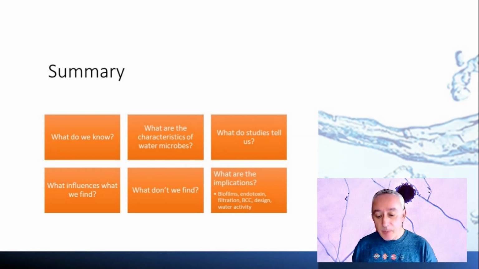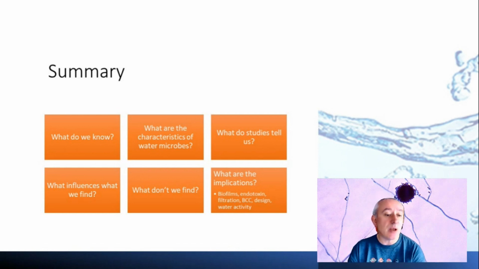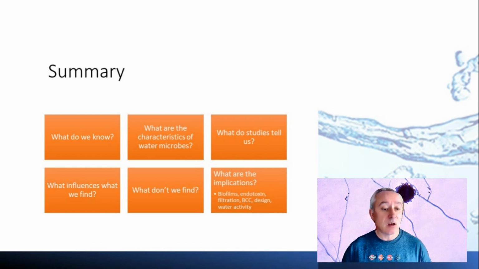So in summary, we've had a look at what we know and what we don't know. We've looked at some of the characteristics of water microorganisms. We've attempted to assess what these studies are telling us. We've looked at what influences what we find and what we don't find, and this is the whole viable but non-culturable and the seasonality factors. Then we've explored some of the implications that we can draw from this type of research. So we've considered things like biofilms, endotoxin, filtration, the Burkholderia cepacia complex and other objectionable organisms, design factors and water activity.